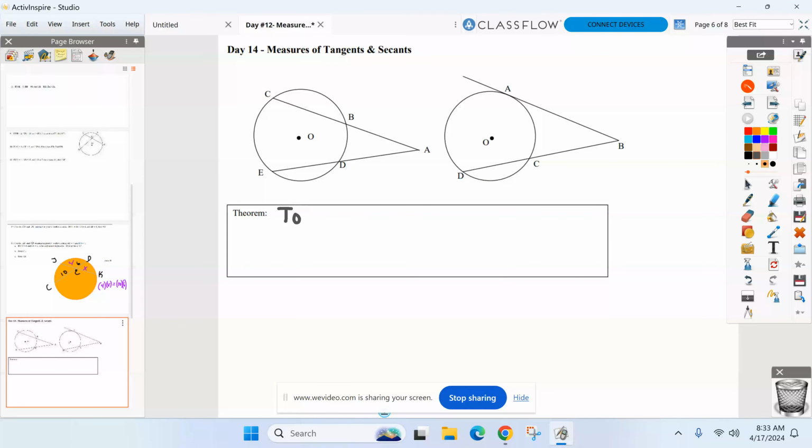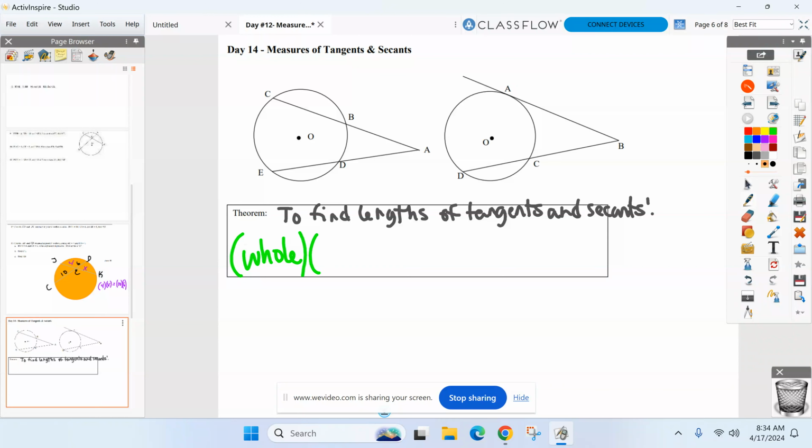To find lengths of tangents and secants. And it's a saying. It's not a formula, it's a saying. And here's how we do it. Whole times external. Anybody want to associate another word with external? Outside, right? Whole times external equals whole times external.